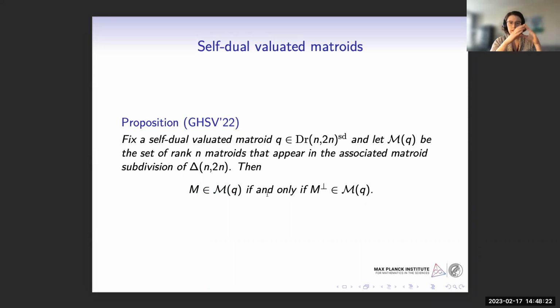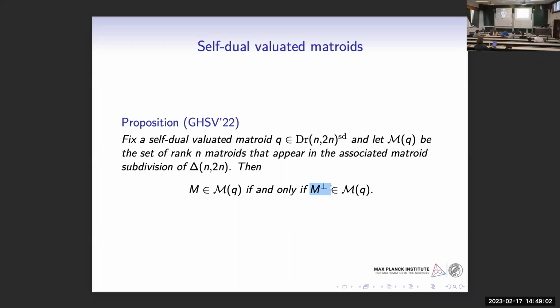So the matroids in this collection might not be actual self-dual matroids, but the dual will appear somewhere else in the collection. And this is actually quite easy to see, because Q being self-dual for the valuated matroid means that Q and Q star are the same up to linearity. So that means they induce the same subdivision of the hypersimplex. And since M will appear in the set of Q and its dual appears in the subdivision of Q star, of course, since they are the same subdivisions, they both will appear.